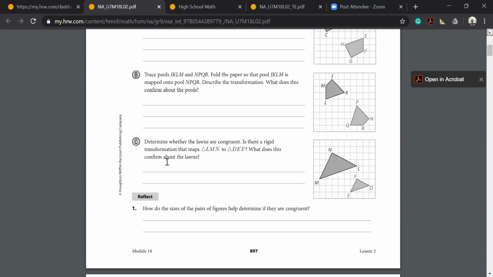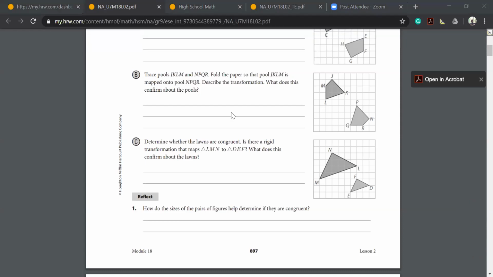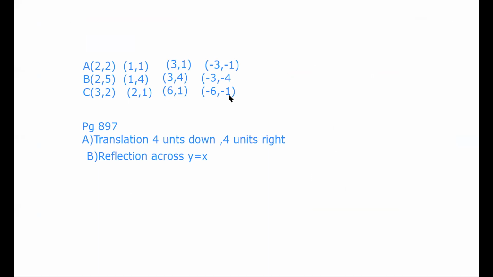Is there a rigid transformation that maps this to this? Yani, can I do translation and this will happen? No. Can I do rotation? No. Can I do reflection? No. So what does this confirm about the lawns? That they are not what? They are not congruent, because there is no rigid motion that I can do to get one of the other. So this is what we are going to do. Or to write in question C, they are not congruent. Just like this. Okay.